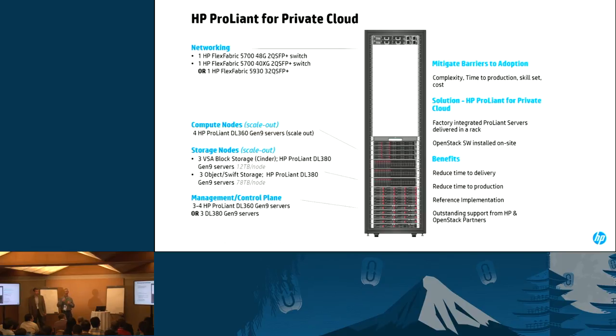And so, again, when you're taking this risk of building your first private cloud, getting it up, getting your toys unwrapped and being able to play with them quickly is a good thing.